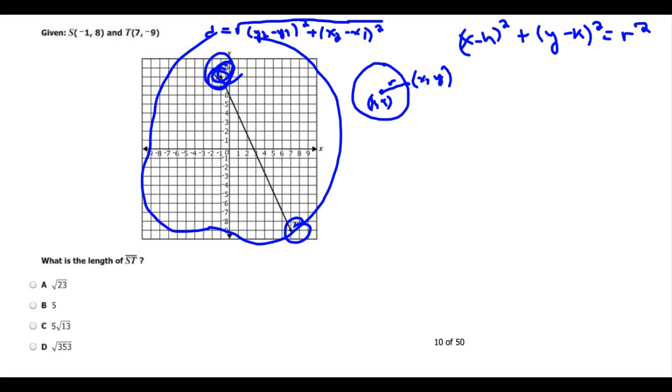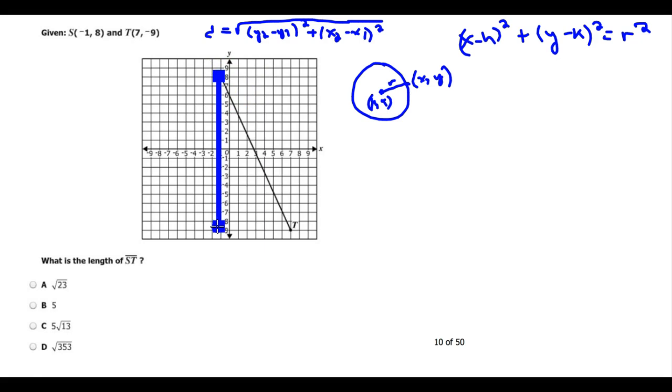That's usually really helpful, especially if you're not given a graph, or you don't have graph paper to graph it out. The other way is to actually use the graph given to you and make a triangle. You could go straight down from one point, and then straight over to the other point, and now you have a right triangle. Notice ST is the hypotenuse of that triangle. If you've got a right triangle and you know 2 sides of it, you can figure out the third side using the Pythagorean theorem. And that's what I'll do for this case.